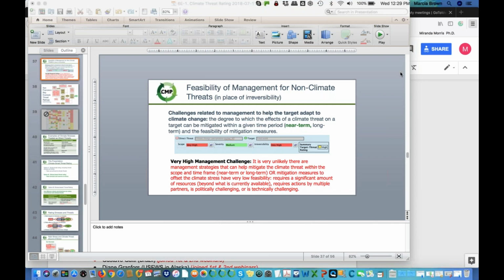Thank you, John. So others, do you have any thoughts about replacing irreversibility? Does this seem like a feasible approach to getting around the fact that irreversibility is not too helpful?